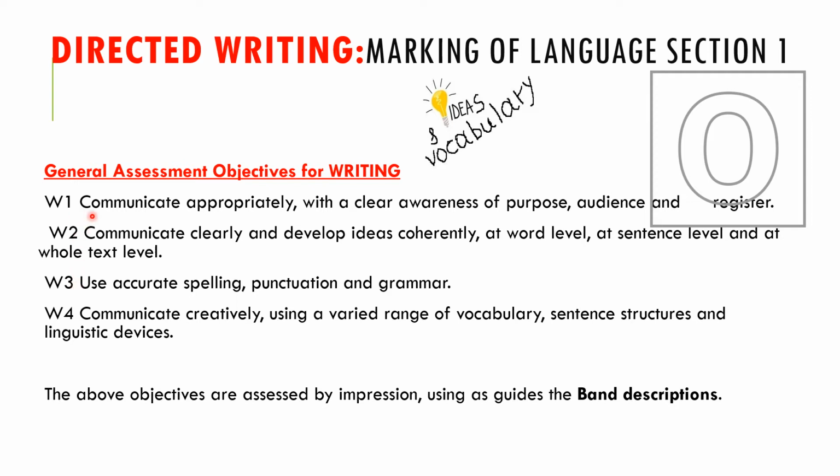So let's begin. Writing task 1 actually demands that you can communicate appropriately. You have a very good understanding of the purpose, you know your audience, and accordingly you are using your register, that is the language. Now, writing task 2 demands that you are able to communicate clearly with your ideas well developed. Not only developed, but they are coherent as well. They are linked as well at each level, whether the word level, sentence level, or the whole text, that is actually showing one unit as a whole.